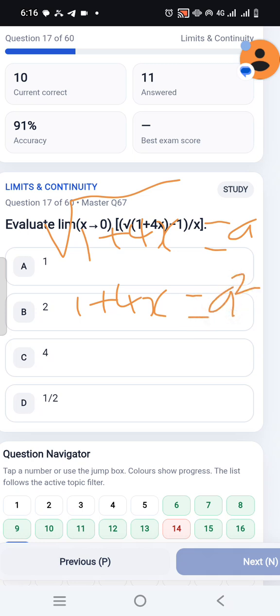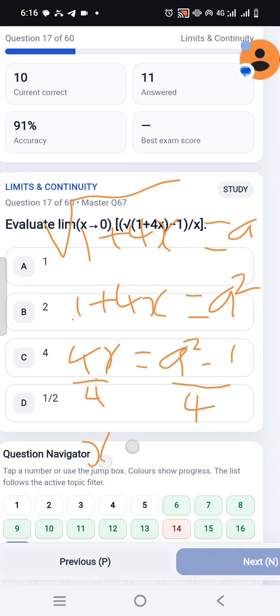So what is now my x? My x will be, I'll take 1 to the other side. So that means my 4x is equal to a squared minus 1. And I'll divide both sides by 4. So that means my x is equal to a squared minus 1 all over 4. So remember this one, a squared minus 1 all over 4.